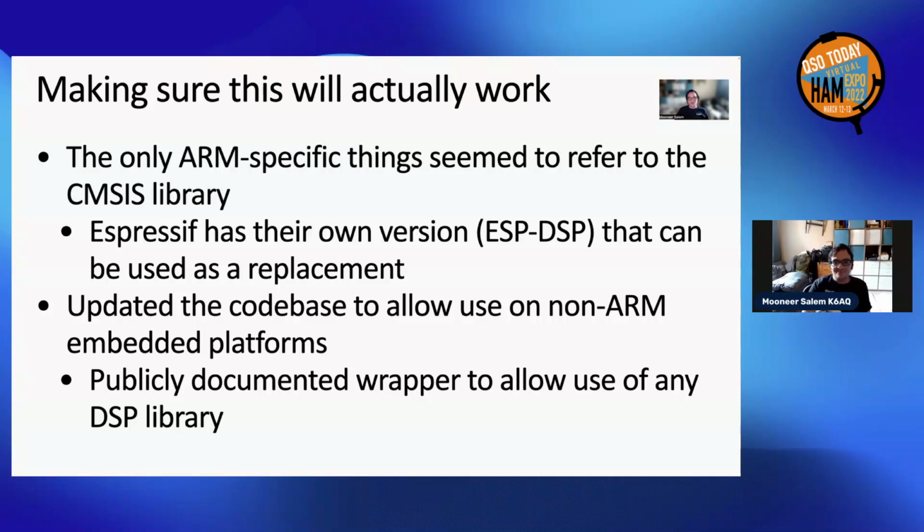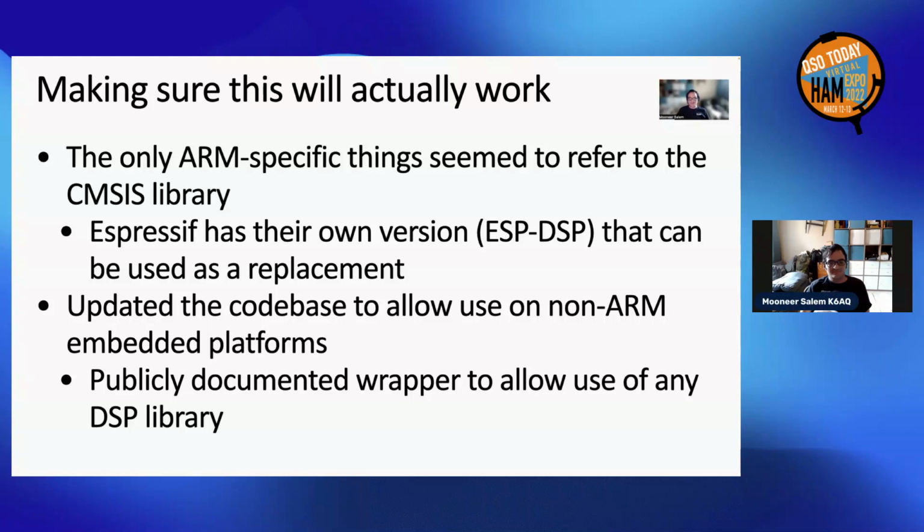But the fortunate thing was that the only ARM-specific things in the code base seem to point to the CMSIS library. This is a library developed by ARM themselves that effectively has a bunch of DSP functions. And it turns out that Espressif has their own version of that called ESP-DSP. Of course, it's not exactly a port of CMSIS, it's their own reimplementation of similar functionality. But how you call the functions is close enough that it's almost a drop-in replacement.